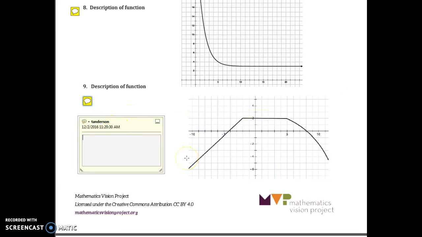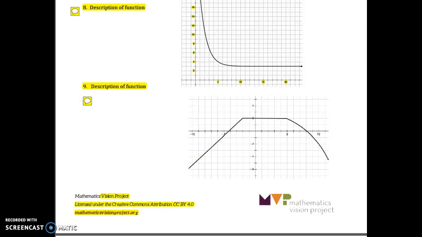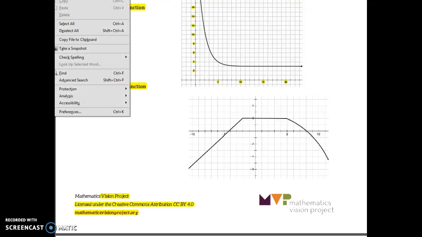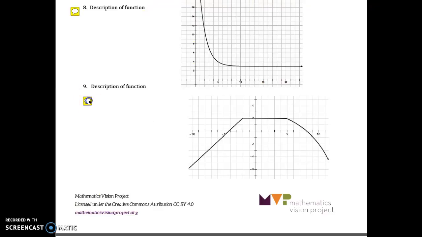Okay, so for number 9, we need to discuss when is it increasing. Increasing means to go up. So you see how it's going up right here. Oops, I did not mean to do that. Undo. All right, there we go. Let's start this over. All right, still getting used to this.